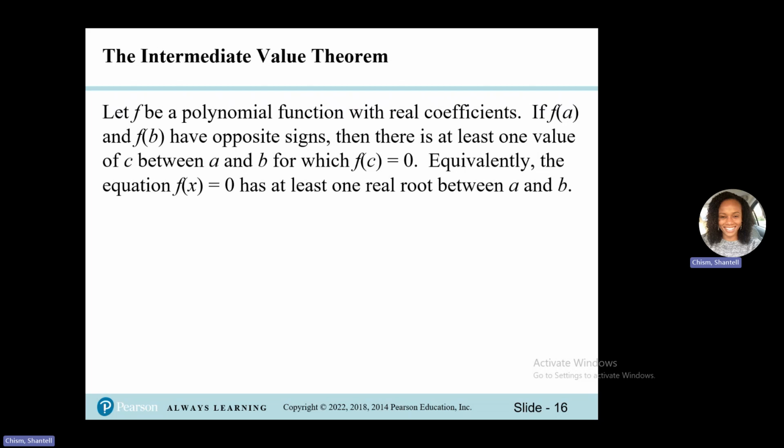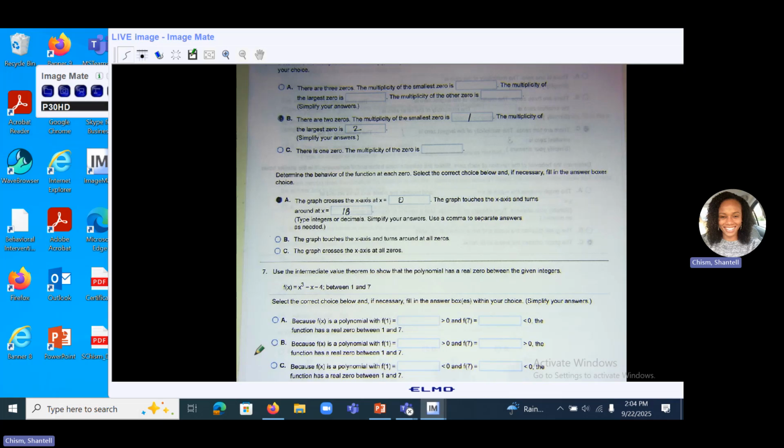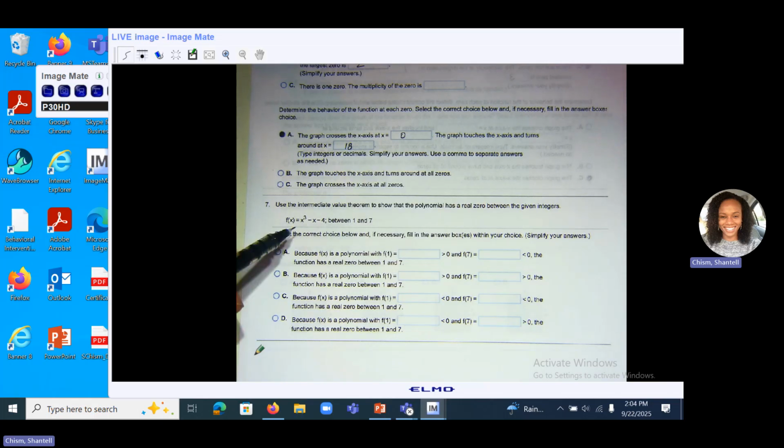So we're going to take a look at proving the intermediate value theorem. We're going to take a look at number 7 on the homework. I do have an example in the notes as well, but I'm going to look at the one in our homework. It says, use the intermediate value theorem to show that the polynomial has a real 0 between the given integers. So your function is x cubed minus x minus 4, and we're trying to see if there is a 0 between 1 and 7.